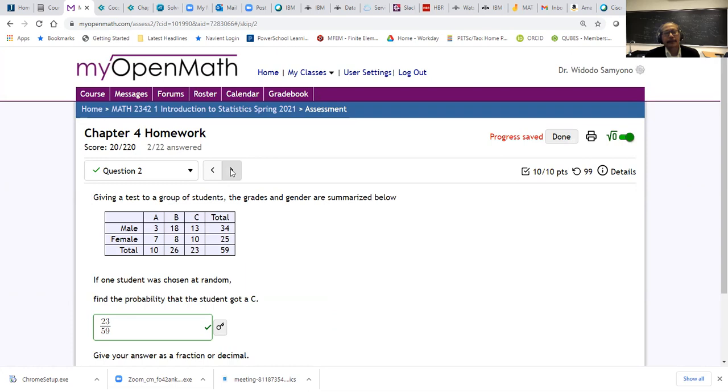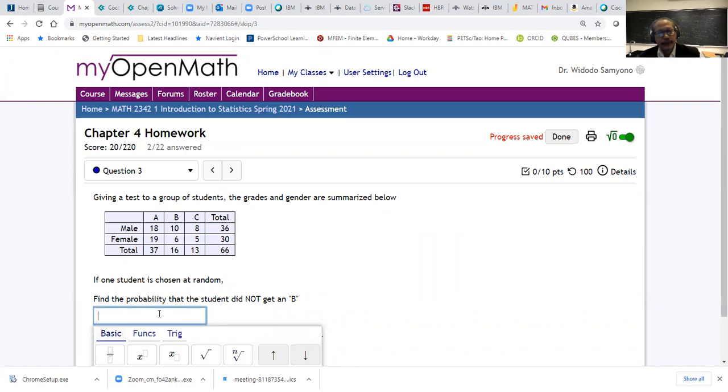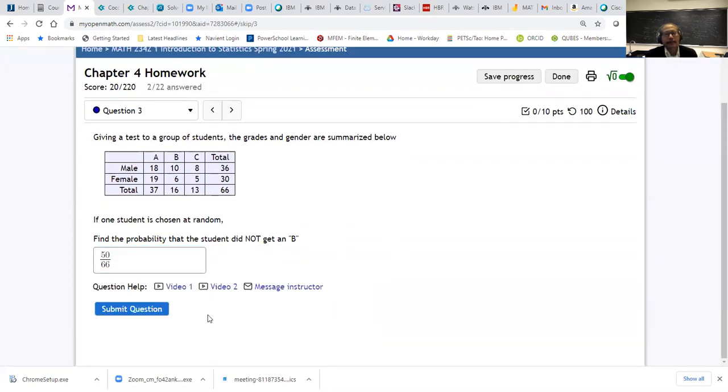So let me go to number 3. So find the probability that the student did not get a B. Okay. This is the student that got B, right? So the ones that did not get B will be this one and this one, right? So you need to add these two, which is equal to what? Equal to 50, right? So the answer is 50 over 66, right? Okay. Submit the question.